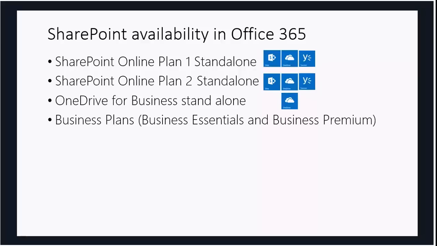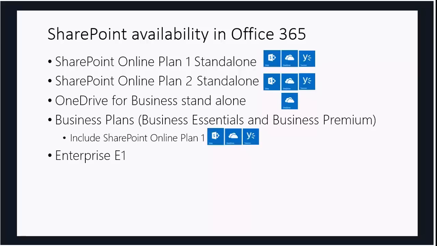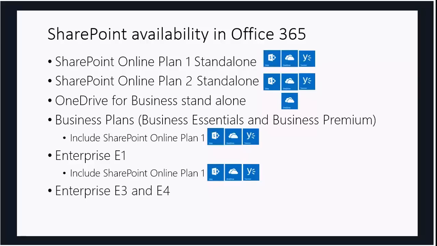Now, if you buy the business plans, which are Business Essentials and Business Premium, you're going to get SharePoint Online Plan 1 included in that suite, which means you'll get team sites, OneDrive for Business, and Yammer. If you buy Enterprise E1, you again get SharePoint Online Plan 1 with all the features of Plan 1: SharePoint, OneDrive, and Yammer. But when you go to the E3 and E4 plans, that's when there's an upgrade. You are now utilizing SharePoint Online Plan 2 with all the enterprise features that I indicated previously.